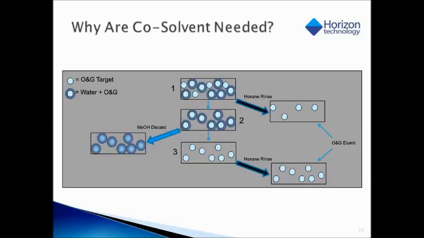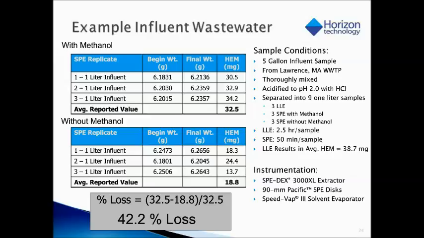As a proof of concept, Horizon took and extracted a set of samples from a local wastewater treatment plant, one with methanol and one without. And what we found was that if we didn't use methanol, we had a 42% loss in analyte recovery.